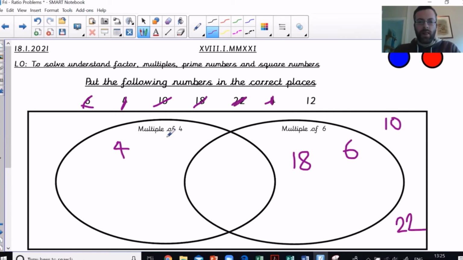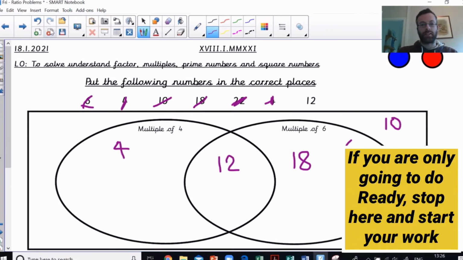And then 12. Is it a multiple of 4? 4, 8, 12, it is. Is it a multiple of 6? 6, 12, it is. So 12 is going to go in here. So I should have done 1, 2, 3, 4, 5, missing that one out, 6 numbers, 1, 2, 3, 4, 5, 6. I'm happy that that's right.